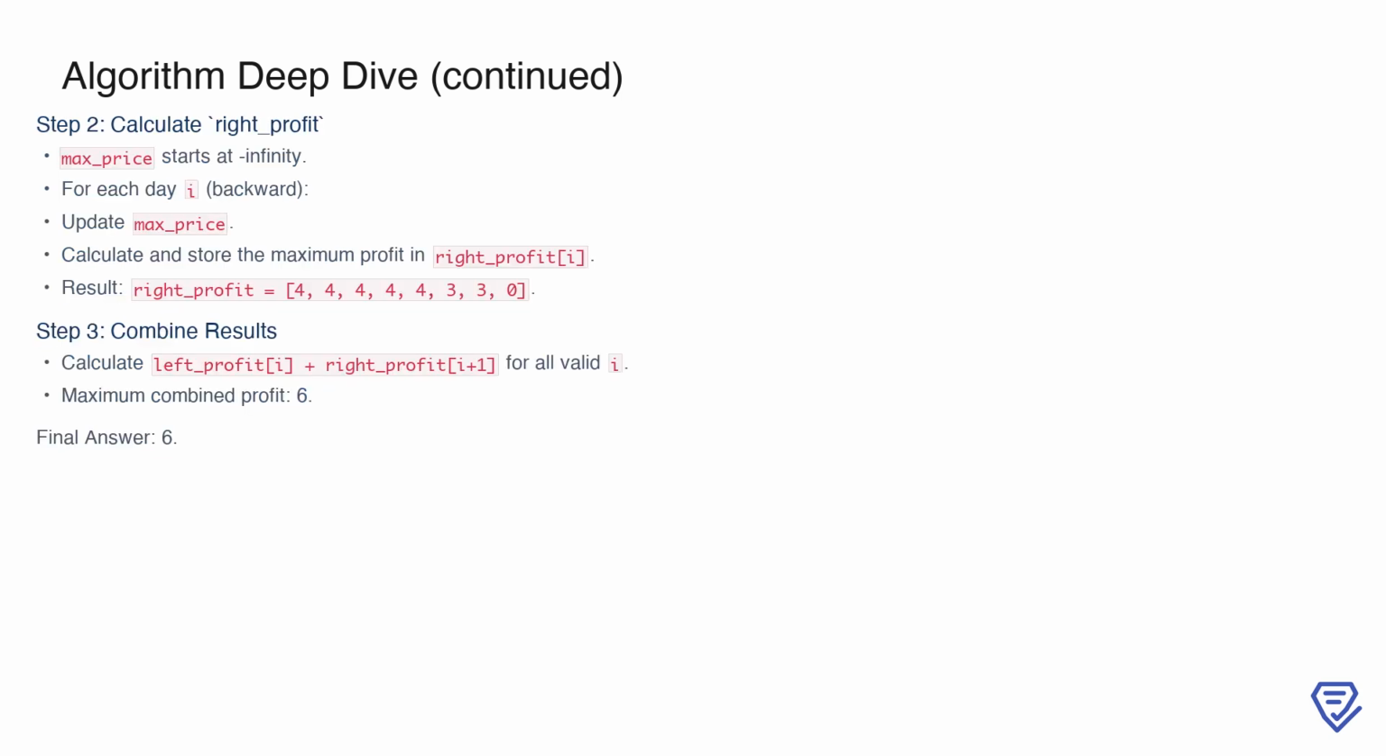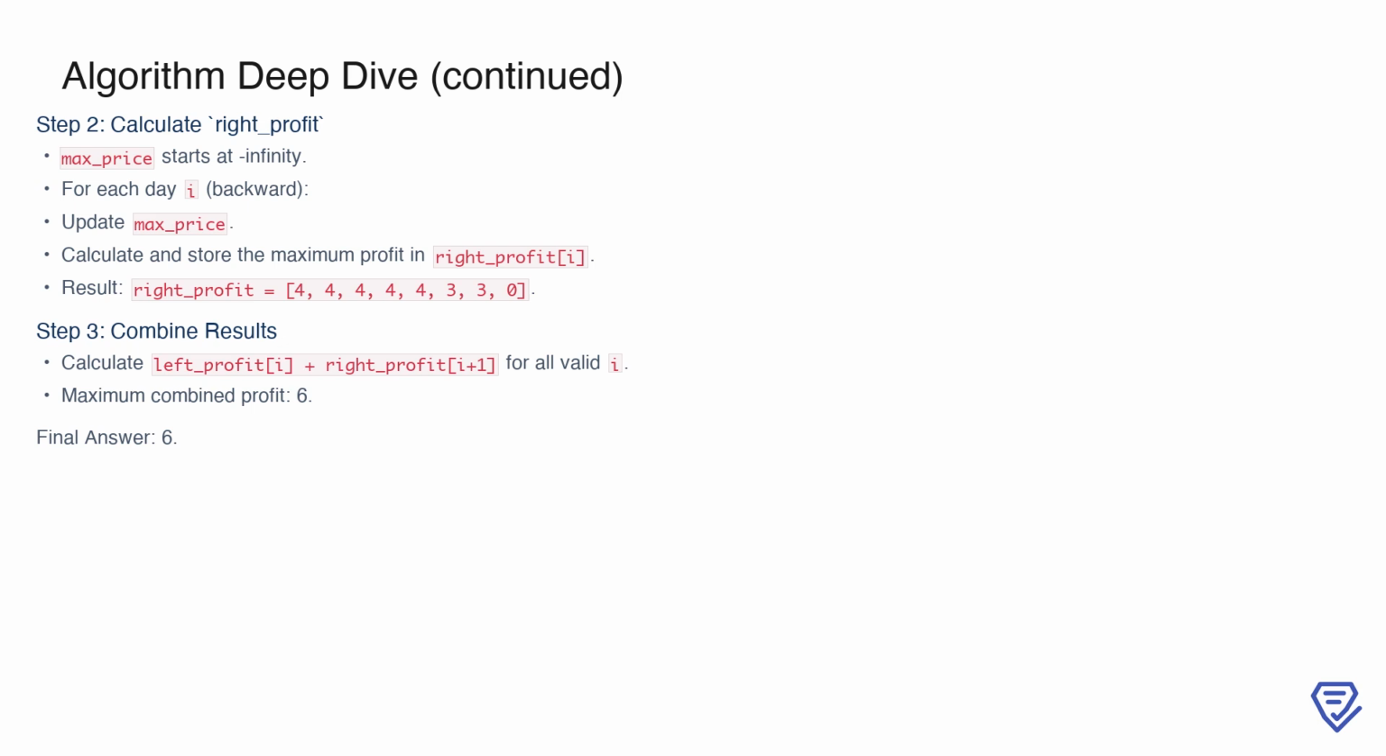Next, we calculate the right_profit array by iterating backward through the prices. We initialize max_price to -infinity and update it with the highest price encountered so far on each day. For each day i, we calculate the profit from buying at the current price and selling at max_price, storing this in right_profit[i]. For the example input, the resulting right_profit array is 4, 4, 4, 4, 4, 3, 3, 0.